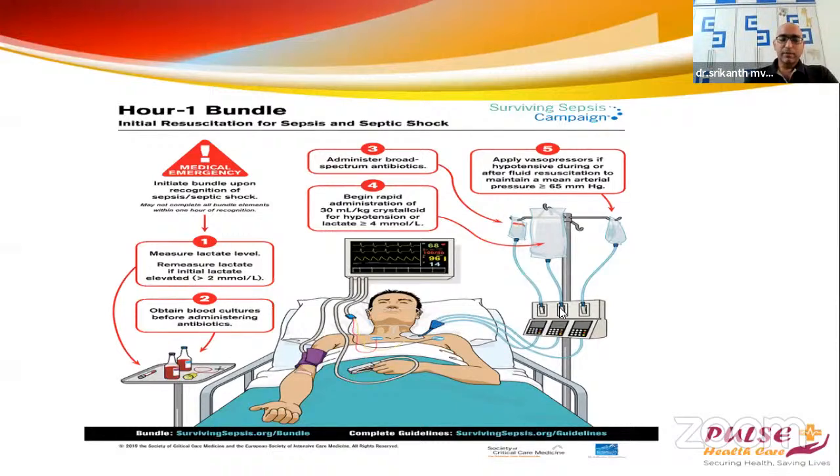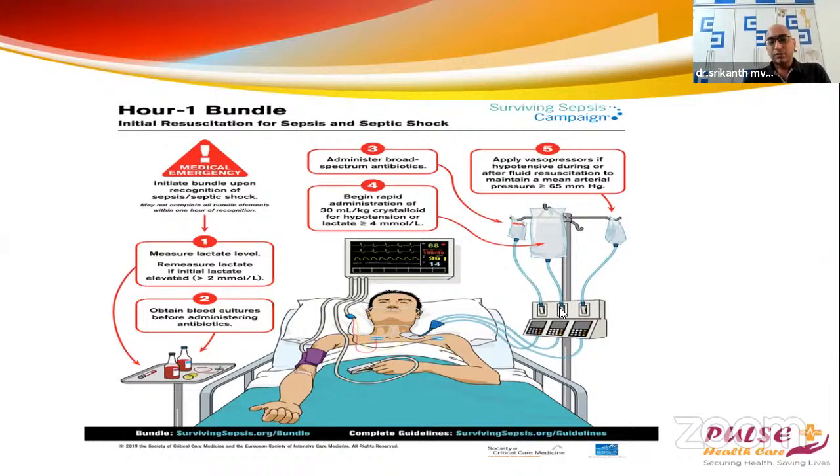Among those are measuring the lactate levels and remeasuring the lactate if the initial lactate is high, which is more than 2 millimole per liter. Second is to obtain blood cultures before administering antibiotics. Third is to administer broad spectrum antibiotics. Fourth, in the event of any hypotension or hyperlactatemia, administration of 30 ml per kg of crystalloids. Fifth is to initiate vasopressors if the target MAP of 65 millimeters of mercury is not met even after fluid resuscitation. So this is the 1-hour bundle which needs to be started immediately within the first hour after recognition of sepsis.